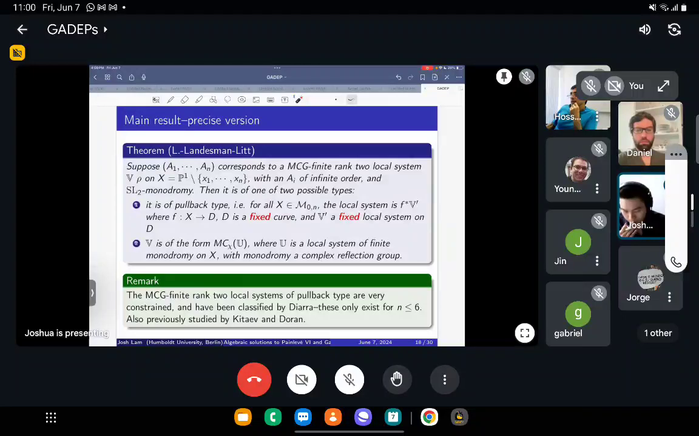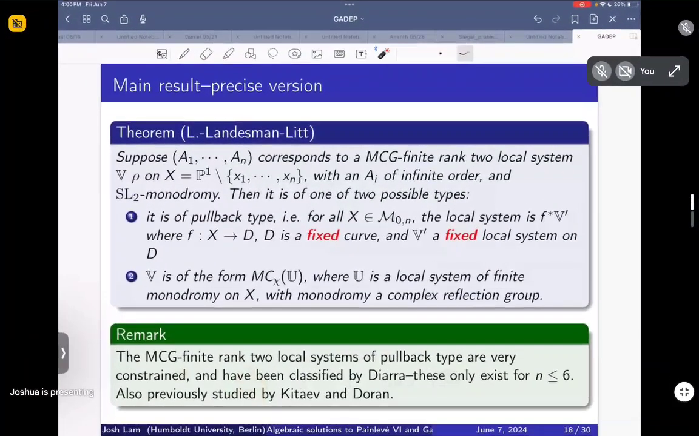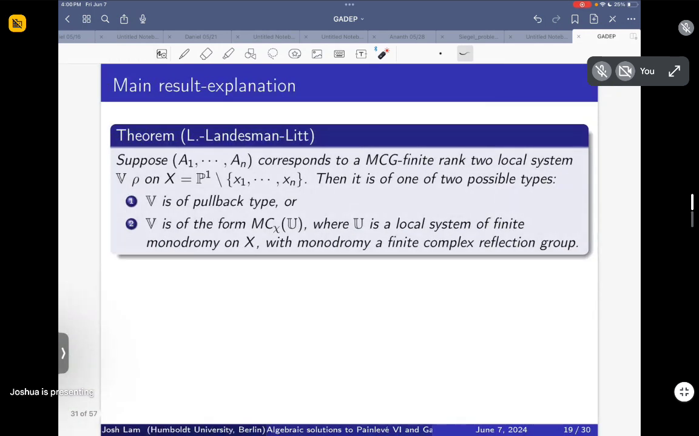Okay, so the first remark to make is that the first type has already been classified. It is due to Diarra, I forgot exactly when, and he showed that these exist only for n at most 6, so only P^1 minus 6 points. I think Diarra fully classified these, but there are a lot of previous examples due to Kitaev and Chakdor. So again, this is the theorem.